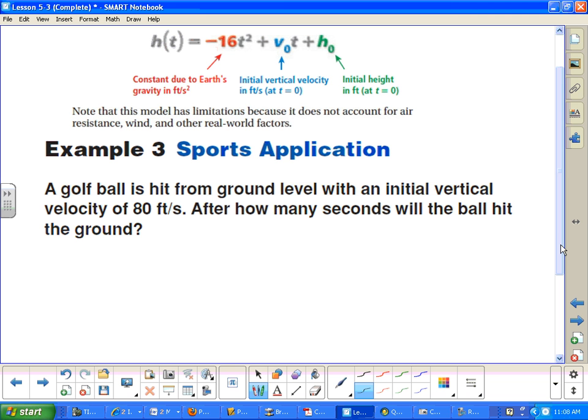Anybody watch the Masters this weekend? Any of you big golf fans? Seriously, did you? No, seriously, I did. Okay, all right. I watched a little bit of it yesterday, but that's about it.